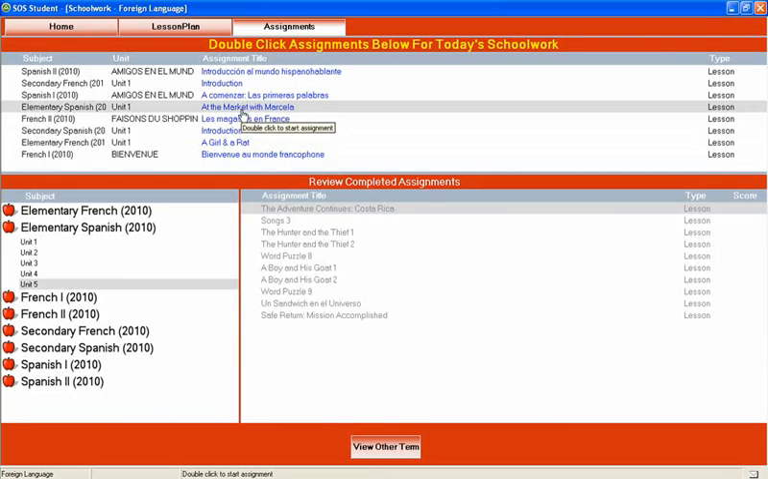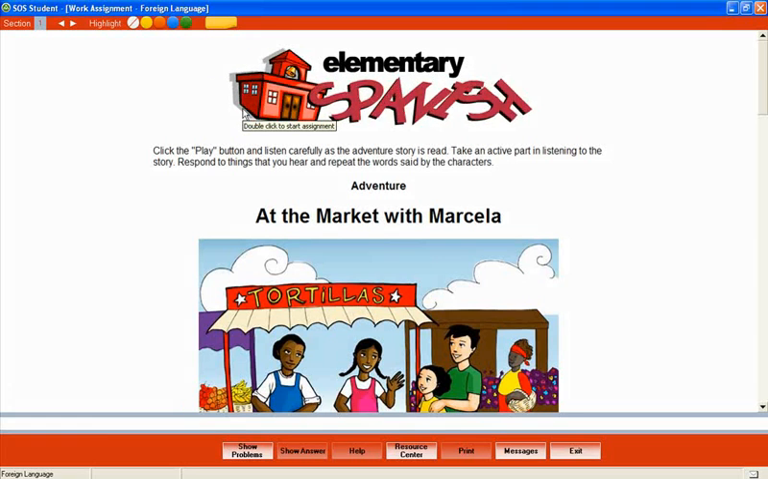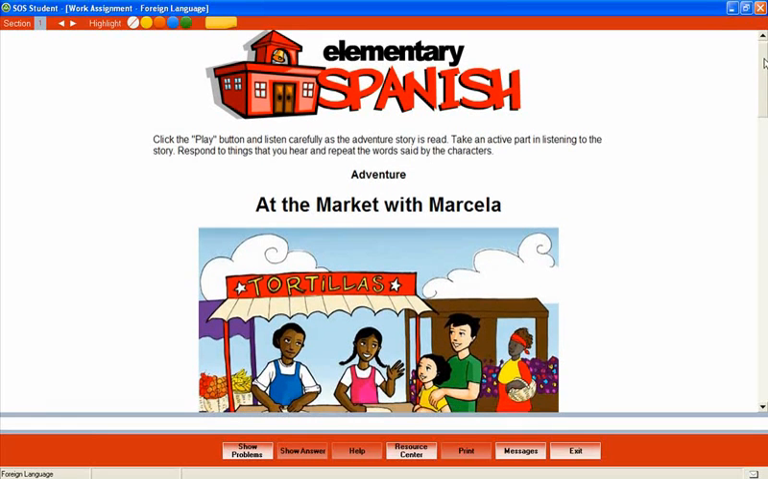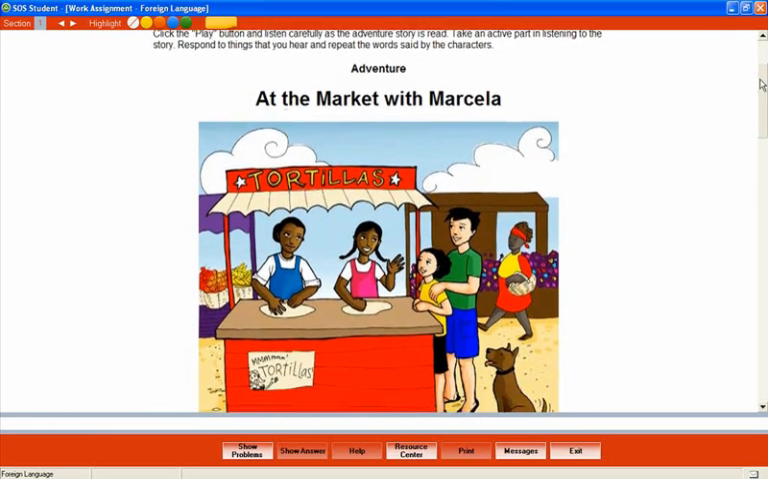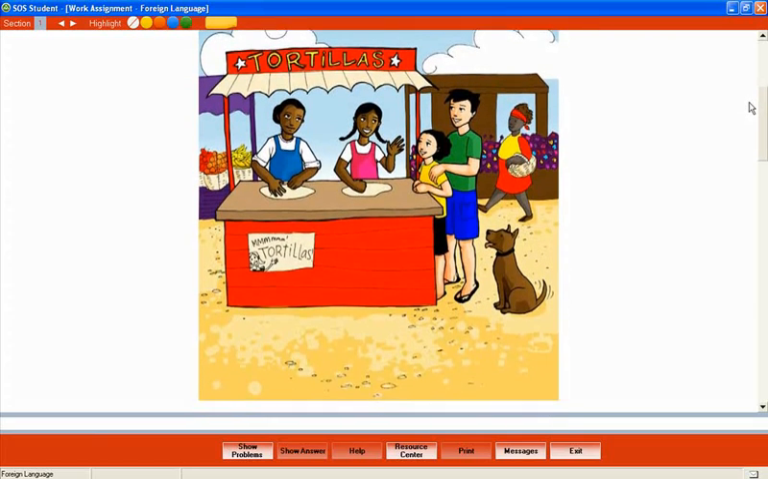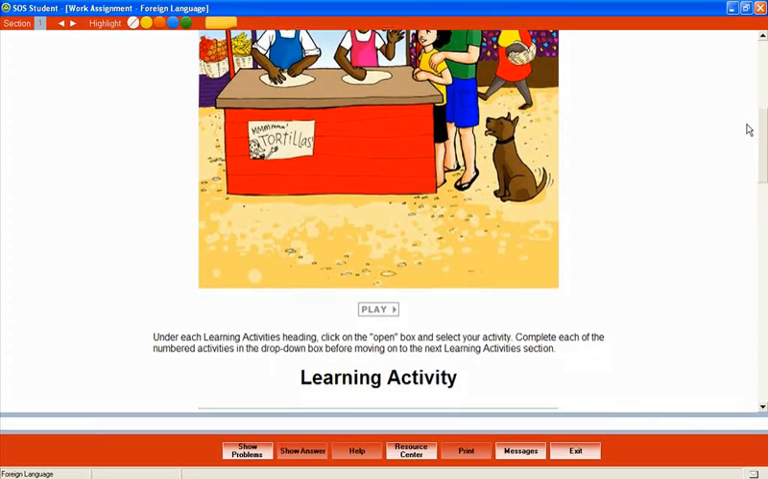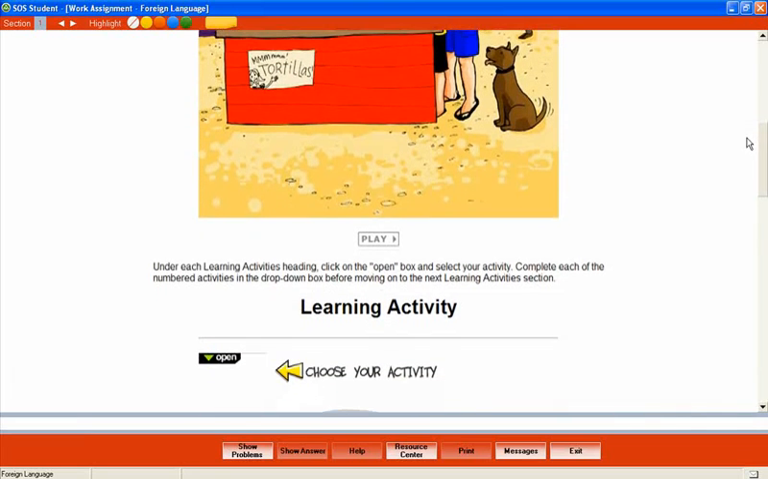Now let's take a look at some of the instructional methods that are utilized in elementary Spanish lessons. In Unit 1, let's look at a lesson called At the Market with Marcella to see how the Spanish vocabulary for colors is taught. Most elementary Spanish lessons begin with a listening exercise that allows students to join Tony and Lisa in their language learning adventure.